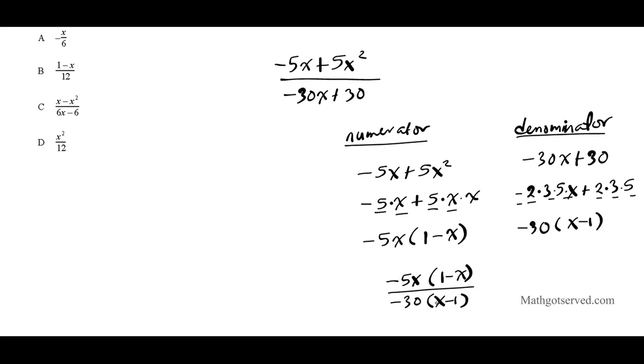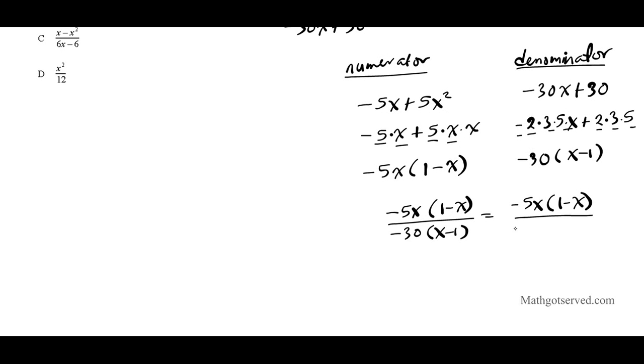We can switch the order of the denominator and change the sign, so it becomes negative 5x times 1 minus x over positive 30 times 1 minus x. Okay? These two divide out, so we have negative 5x over 30.